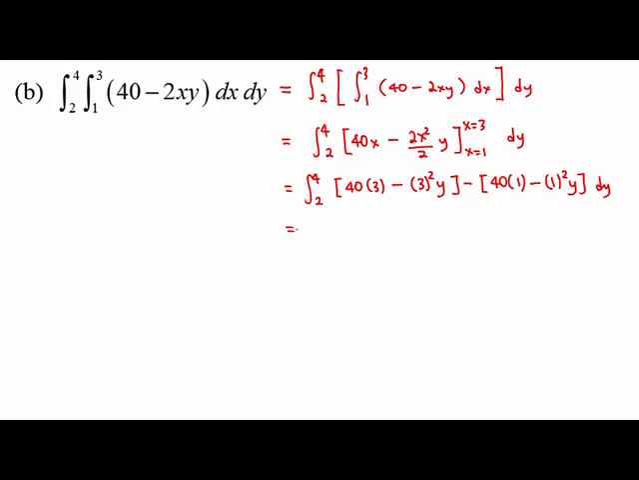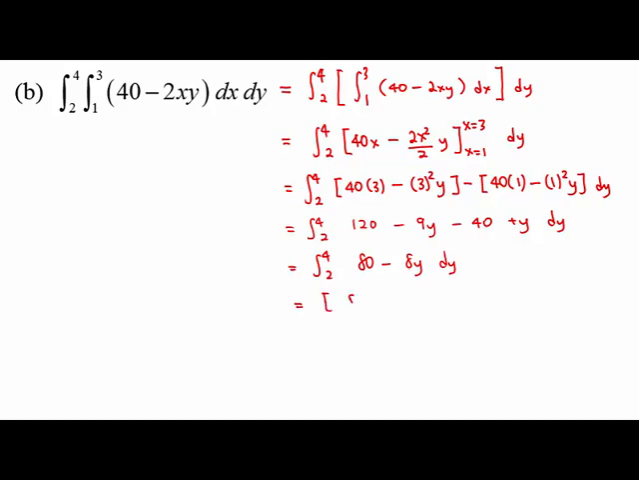Okay, so now we have this bunch of expressions, and we are ready to simplify. So this is 120, this is 9y, this is minus 40, and this is plus y dy. And we are ready now to simplify it further. This gives us 80 minus 8y dy. And now this is a straightforward definite integral with respect to y.